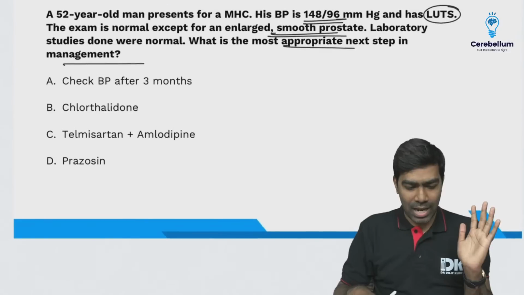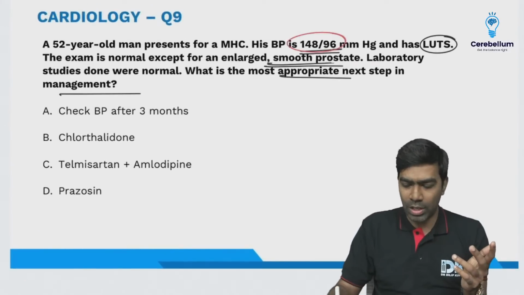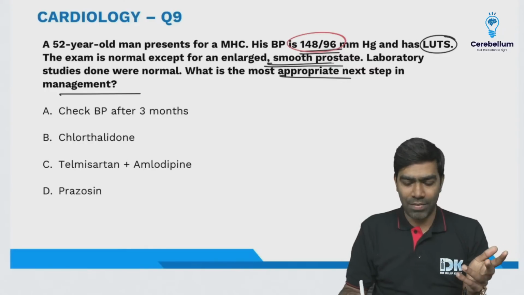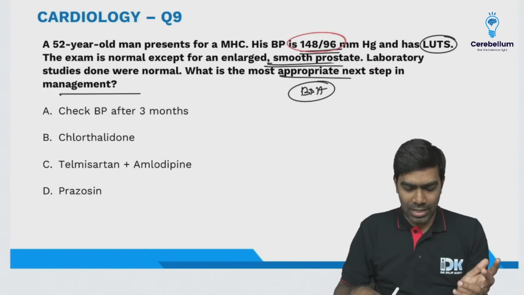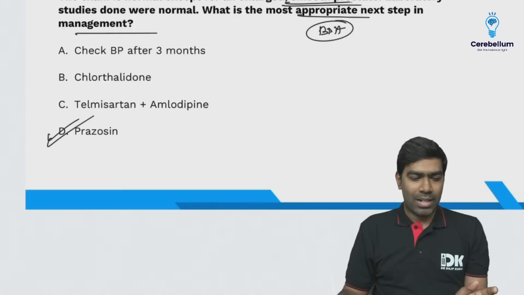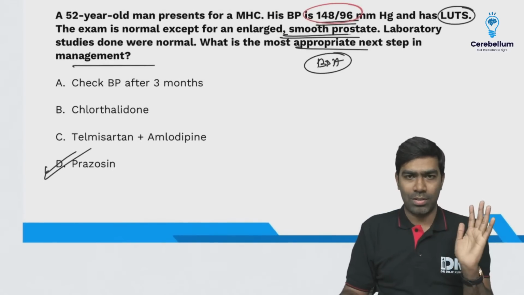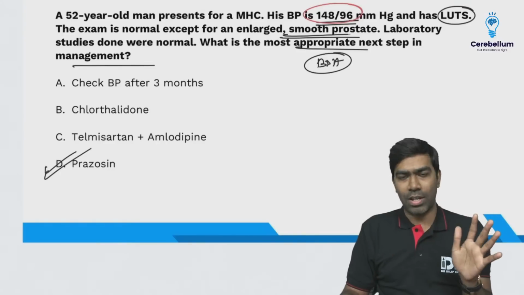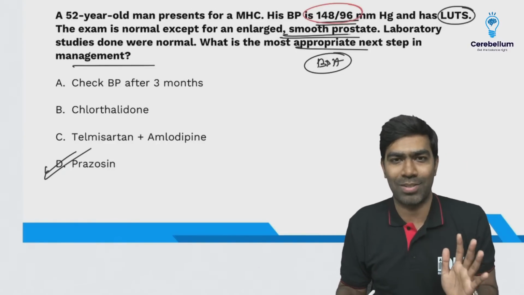So here the answer is very simple. The patient is having hypertension. There's no doubt about that. BP is more than 140/90 and the patient is having benign prostatic hyperplasia. So very clearly the choice of the drug will be prazosin. That's all. Remember, in hypertension, irrespective of whatever drug you use, it doesn't matter. You have to reduce the BP. That's the most important point in hypertension.